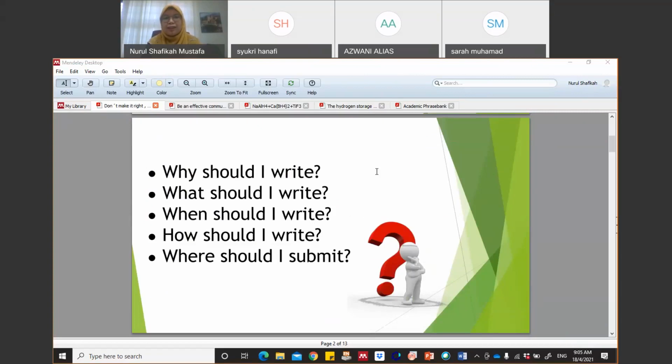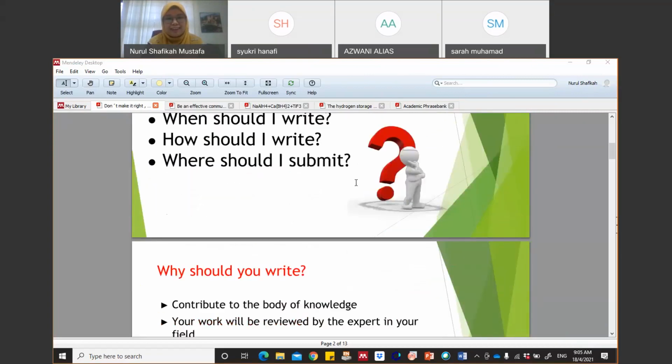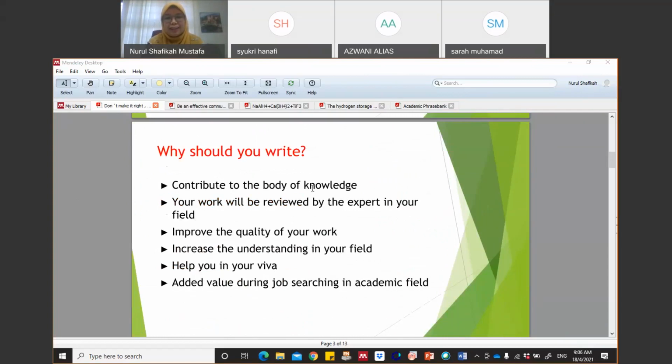Since we are postgraduate students, this is our responsibility, right? Why should you write? This is some of the reason why. Because you want to contribute to the body of knowledge. If you don't write about your result, about your finding, how can people know about your research, right?